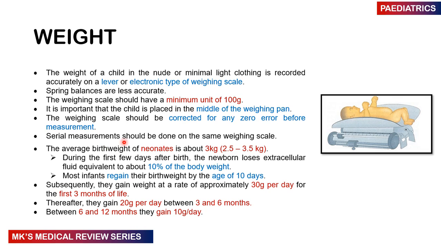Remember that the average birth weight of a neonate is roughly 3 kg, so between 2.5 to 3.5 kilograms. During the first few days of birth, the child is actually going to lose extracellular fluid, about 10% of their body weight. Most infants are going to regain this in about 10 days. Subsequently, they're going to be gaining weight at an approximate rate of about 30 grams per day for the first 3 months, 20 grams per day for 3 months to 6 months, and 10 grams per day for 6 months to 12 months.